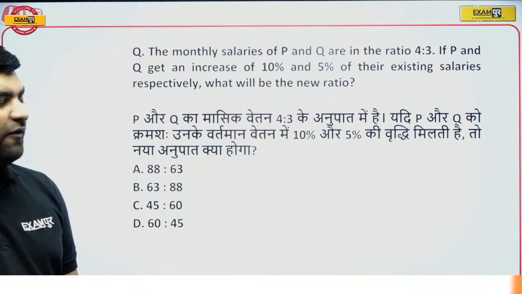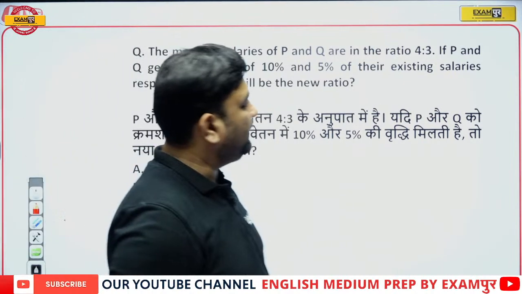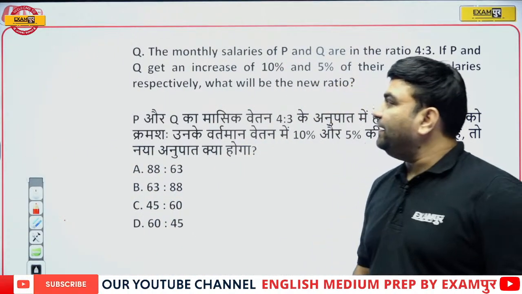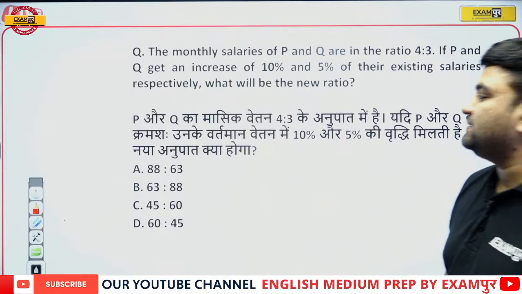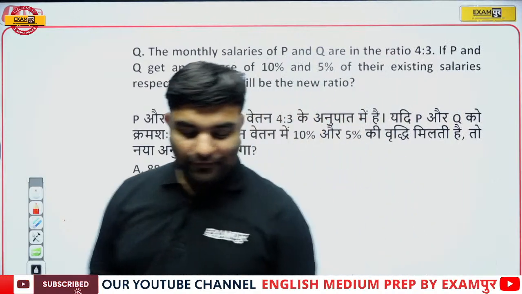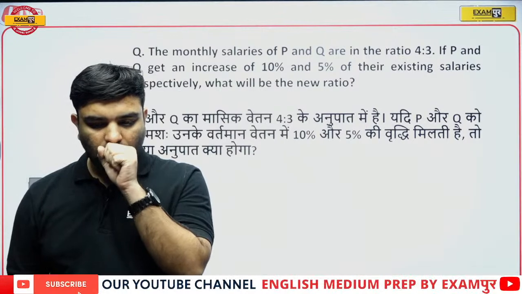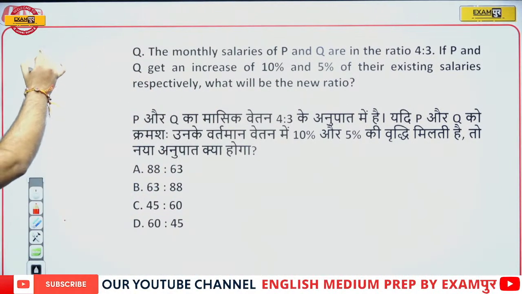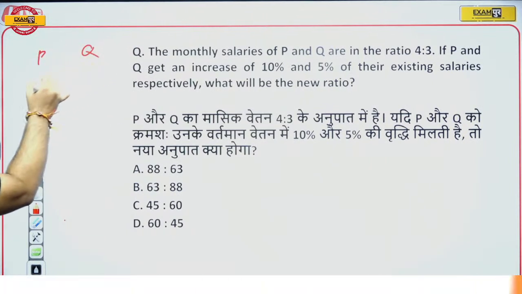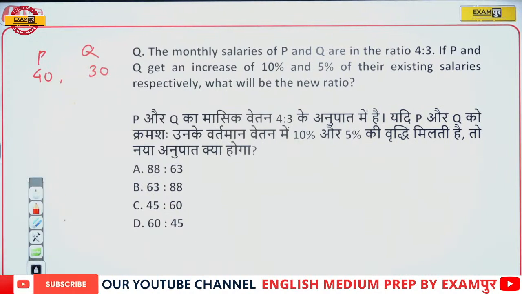Monthly salaries of P and Q are given in the ratio 4:3. P gets an increment of 10% and Q gets an increment of 5%. This is very easily doable. Let the salaries be 40 and 30.